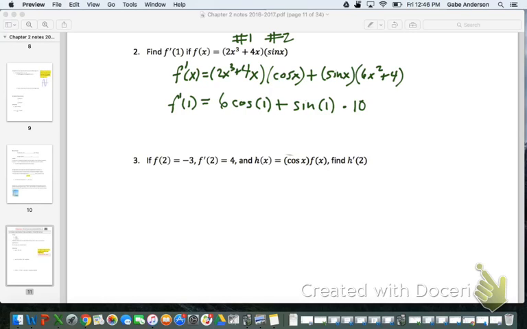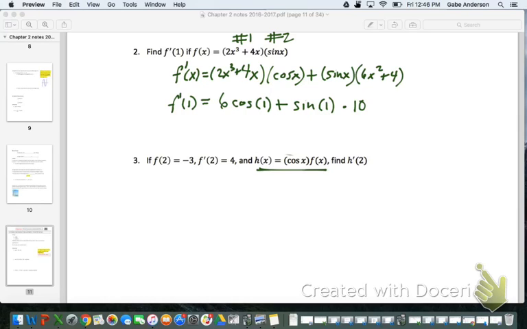Here we go. So number 3, it gives you information about f, it gives you information about f prime, but then really right here, this is where you start. H of x equals cosine of x times f of x, and it wants to know h prime of 2. To find h prime of 2, you got to find h prime of x first.